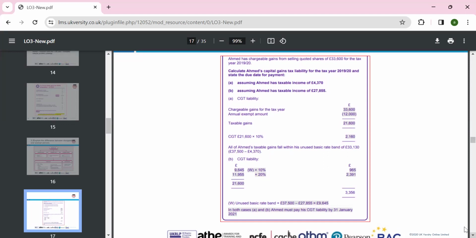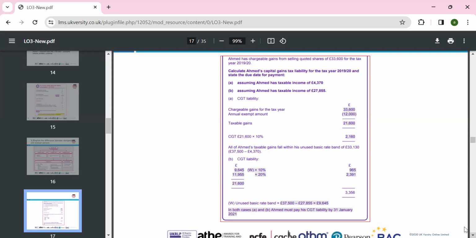Emma has a chargeable gain from selling quoted shares of 33,600 during the tax year. Assume Emma has a taxable income of 27,855. Now we look at the chargeable gain. For Emma, the annual exempt limit is 12,000 in the year, so the chargeable gain is 21,600.